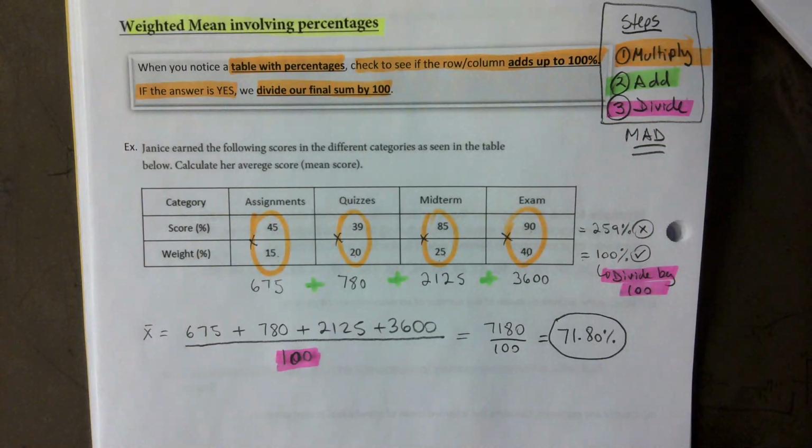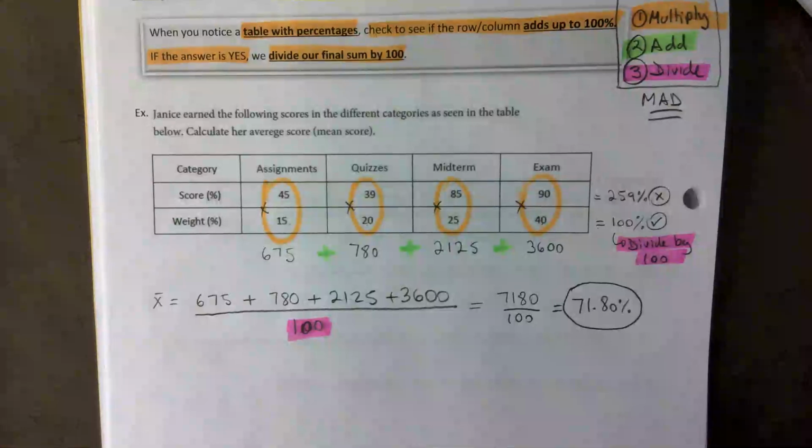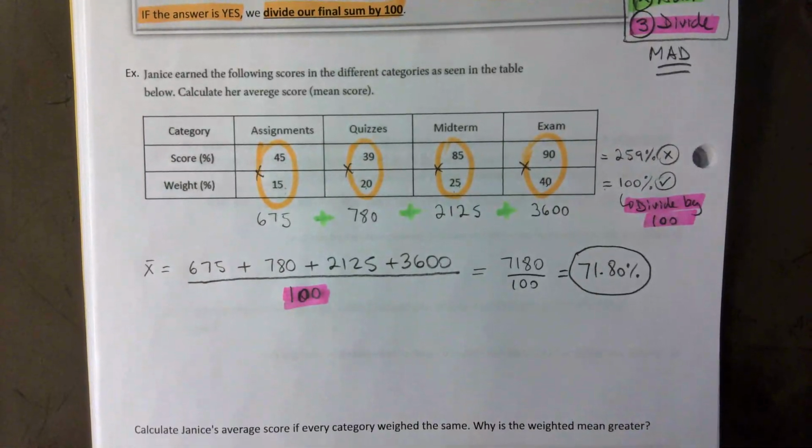This would be like on my system. I would probably round this to 72% if I like you. If I don't like you, 71. Right? I'm just kidding. But that's how you come up with the average. That's how we do it.